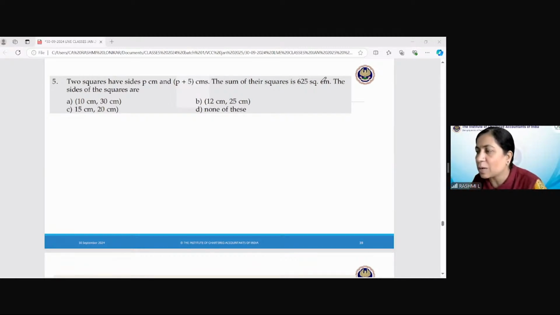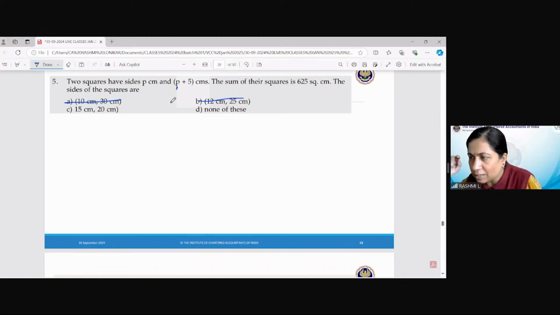The sum of the squares is 625. Now let us see. This is the size of the square. 10 and 30. Is the difference 5? So no, this is not correct. This you can have. 12 and 25. Is the difference 5? No, I can't take this. So I have either C or D as the answer. 15 or 20. 20 minus 15 is 5. So that is correct. So condition 1 is satisfied.